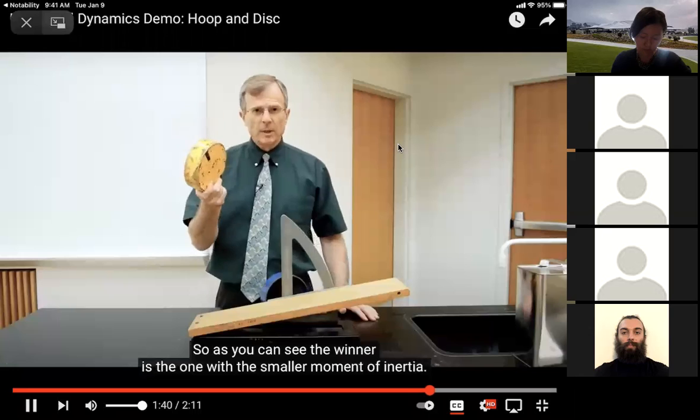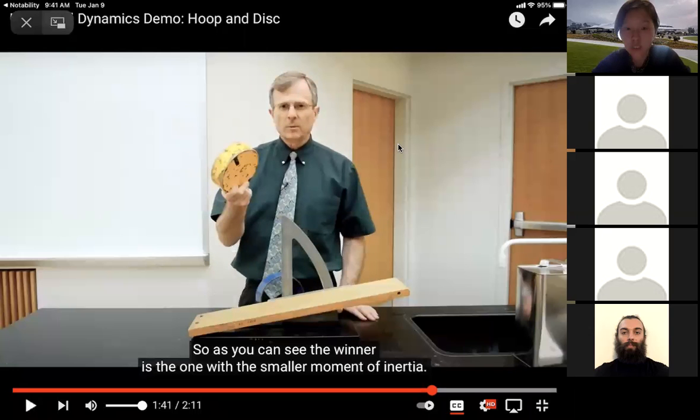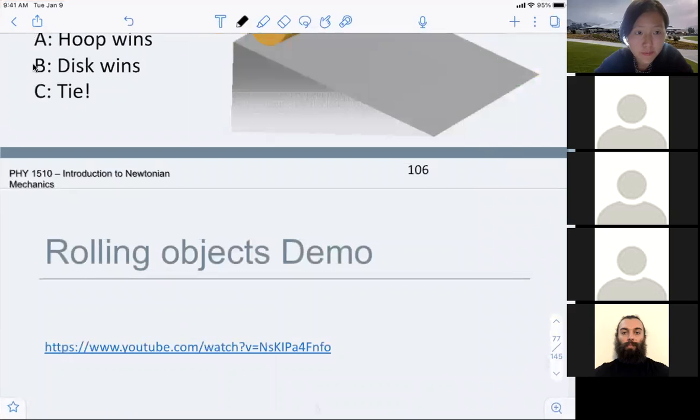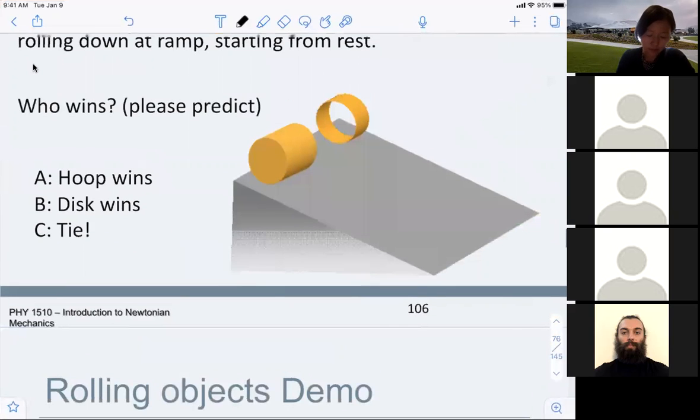As you can see, the winner is the disk. We saw it's the disk that won the race, and the disk has a smaller moment of inertia, or rotational inertia. Would anybody like to explain why that is? You can also type in the chat if you like. Why does the disk reach the bottom first?